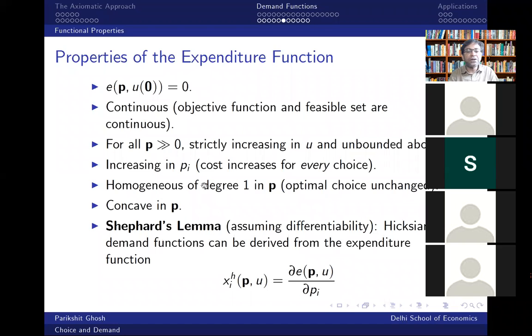The expenditure function is homogeneous of degree 1 in prices. That means if all the prices double, then the expenditure function will also double, right? The value of the expenditure function. So why is that?